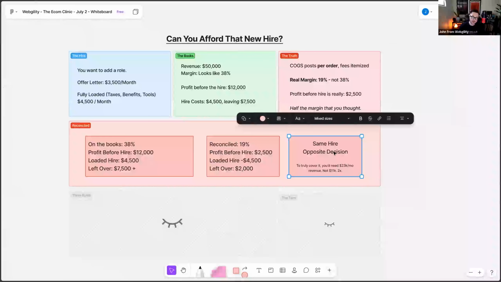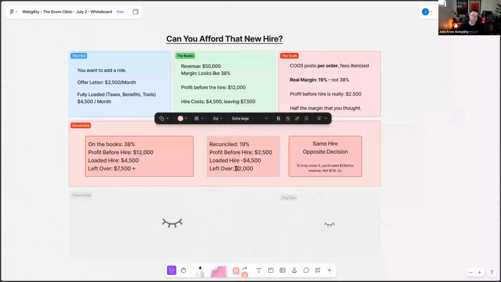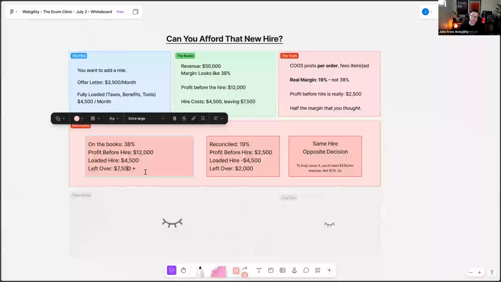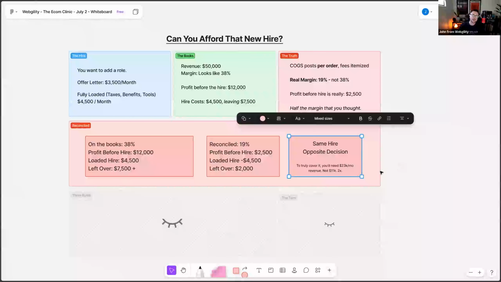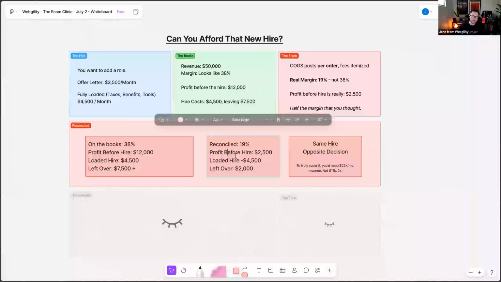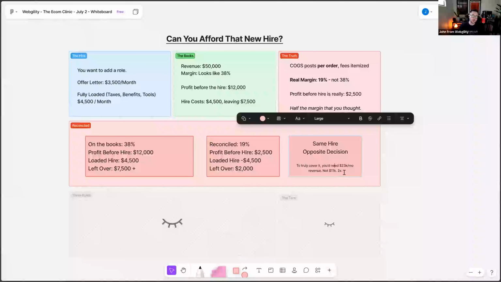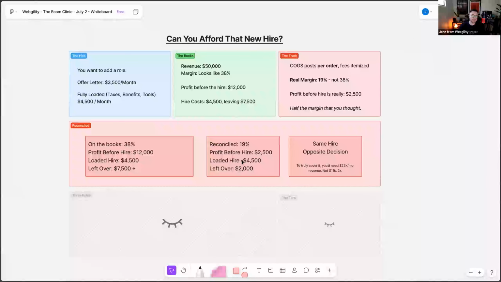So this is the same hire, the same scenario, but it is an opposite decision. Because if you're looking at a $7,500 surplus versus $2,000 in the opposite direction, you're going to reconsider what the decision actually is, right? To truly cover the cost of the hire, you would need $23,000 a month in revenue, not 11K or 12K, what we have up here. You would need to almost double that to make sure that hire actually makes sense in this scenario.